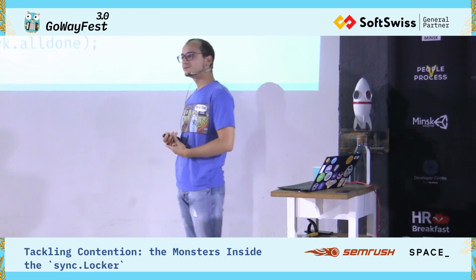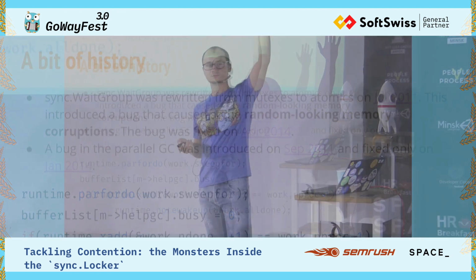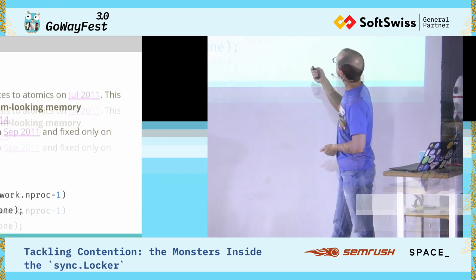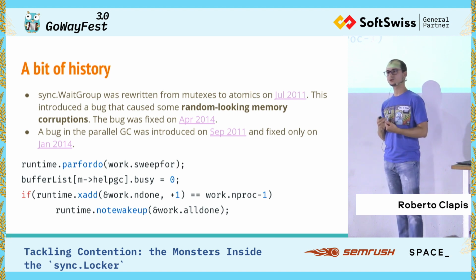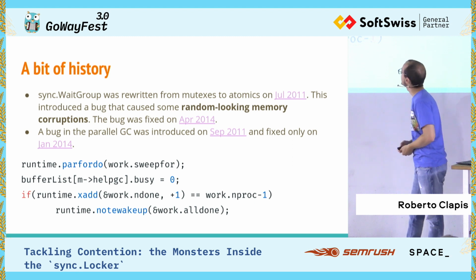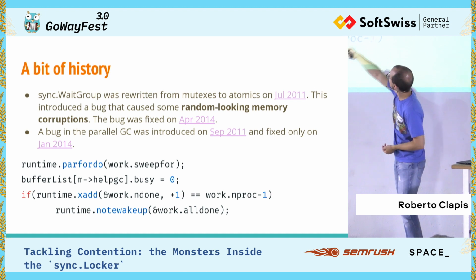This is a bit of history that I found interesting. WaitGroup, who here has used at least one WaitGroup in their code? Okay, it's a pretty common data structure. It was rewritten from using mutexes to atomics. It went so much faster, and it was so good that the change was kept. This happened in 2011. And this is very scary.